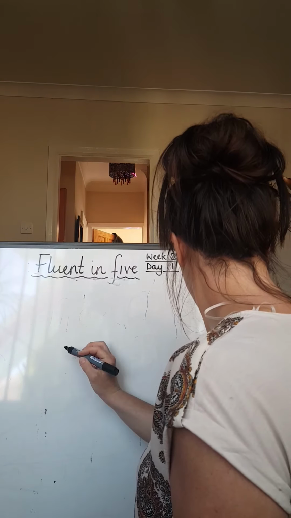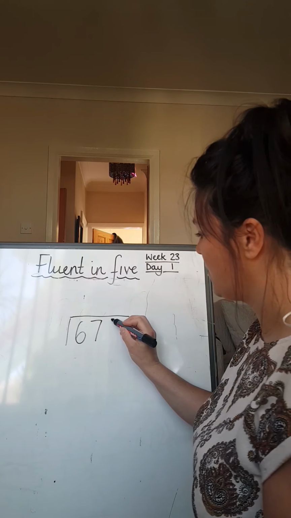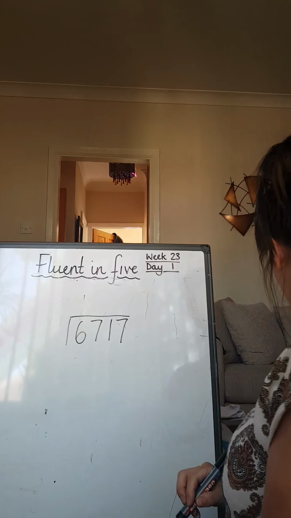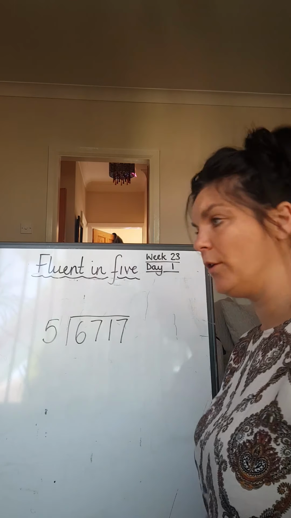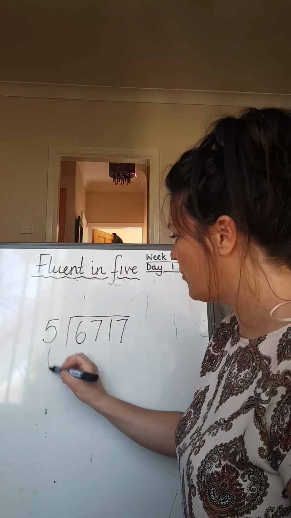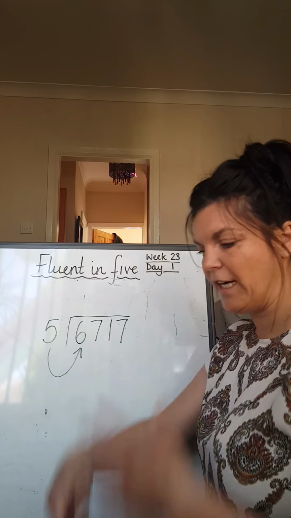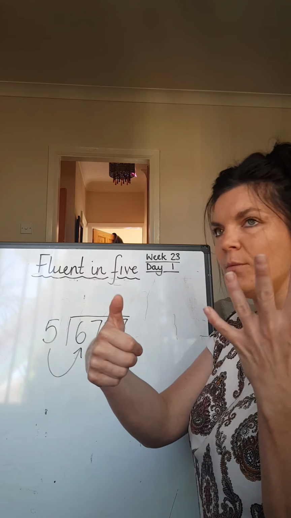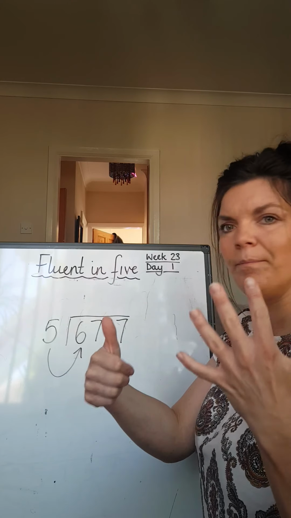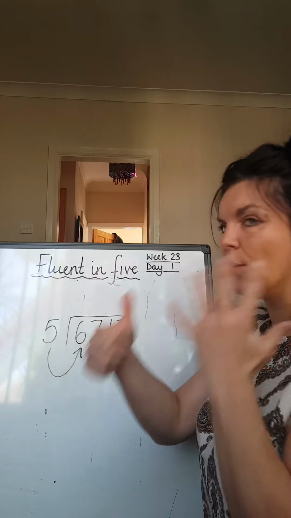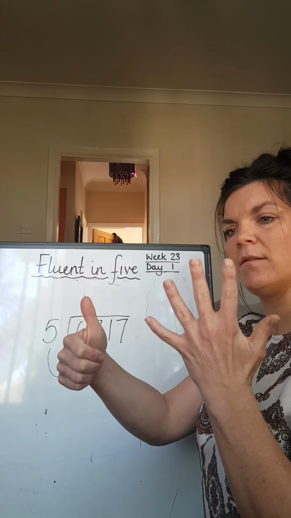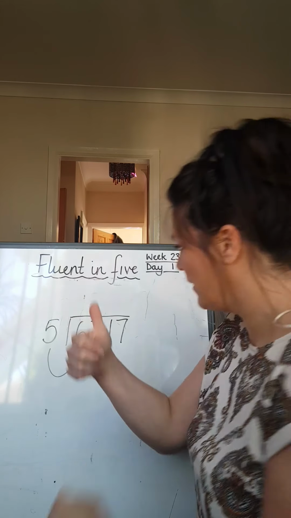So last one, number 4. I'm going to draw a bus stop because I know I'm doing a divide and I've got a big number going in the bus stop. So I've got 6,717 inside the bus stop. I'm dividing by 5, so I'm only wanting groups of 5. My little trick: hold up the first amount of fingers, 6, so we don't get confused and start doing it times. How many groups of 5 can I get from 6? I can get 1 group of 5 and then there's 1 left over.